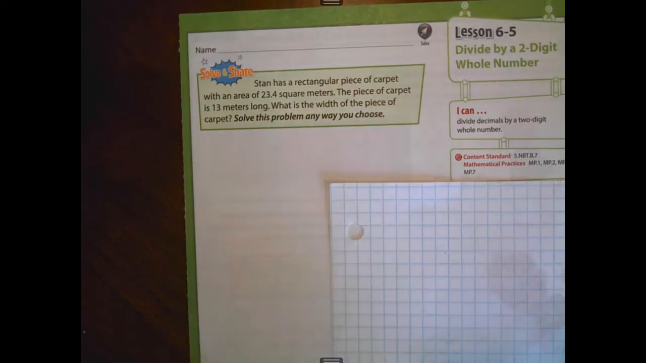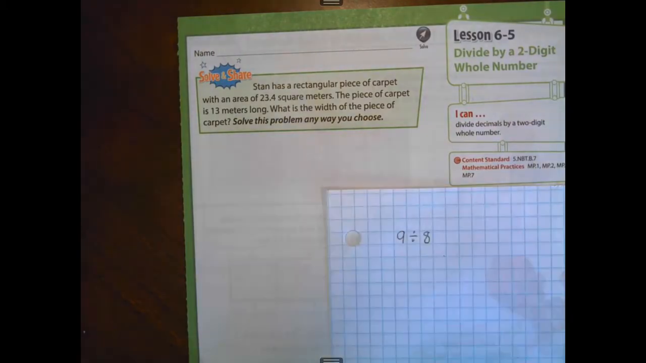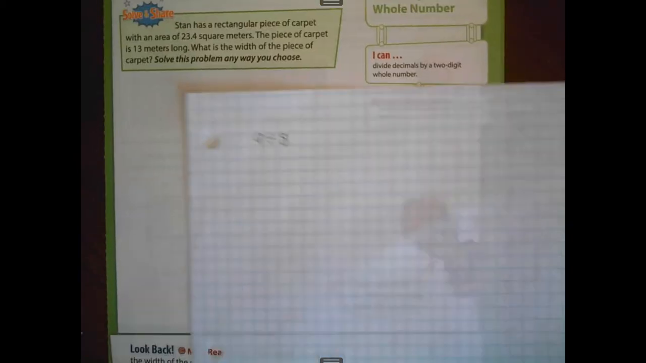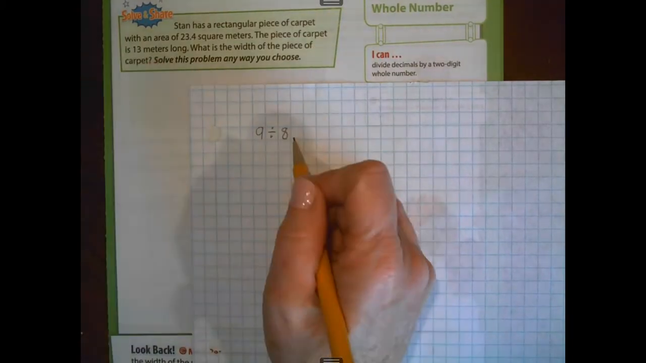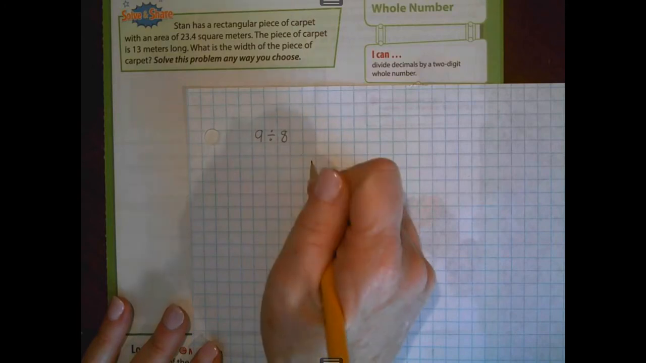So let's talk about if we were dividing 9 by the number 8. We talked yesterday about how important it is to use an estimate so that you can think about whether your answer is reasonable, or sometimes to help you place that first digit in your quotient. If we're talking about 9 divided by 8, I know 9 divided by 9 is going to give me 1 whole. So if I am dividing 9 by 8, then my answer is going to be very close to 1 whole, but it's going to be greater.